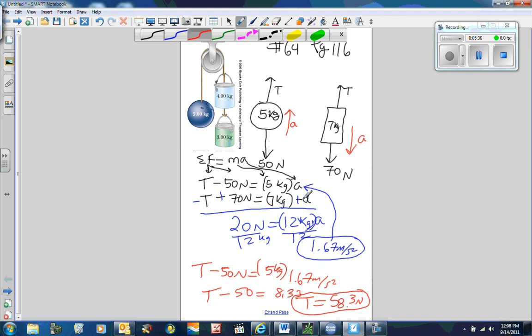That's how you do one like that, and they're done the same no matter what these two objects are. You're going to set up two diagrams, and from those diagrams you're going to use Newton's second law to get two equations, and then somehow using systems of equations you're going to solve for one of the unknowns.